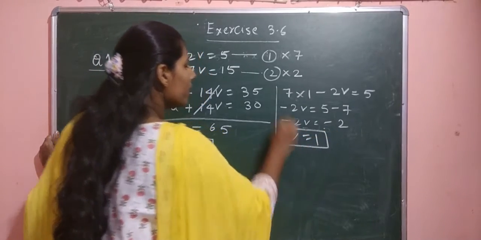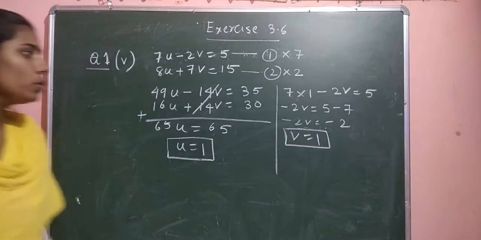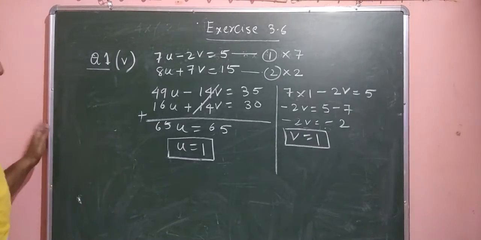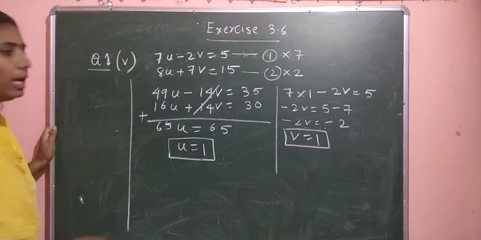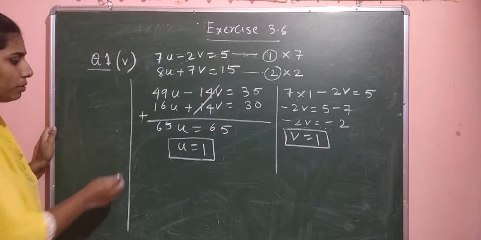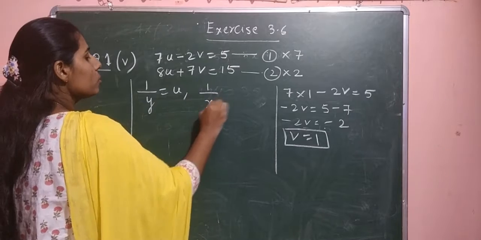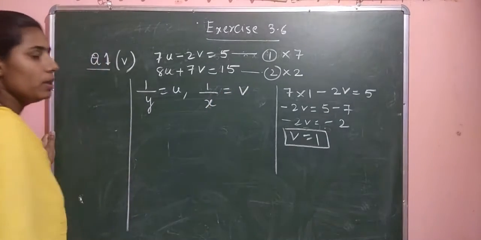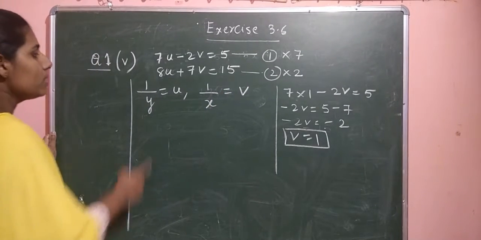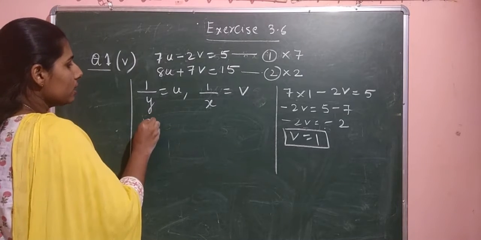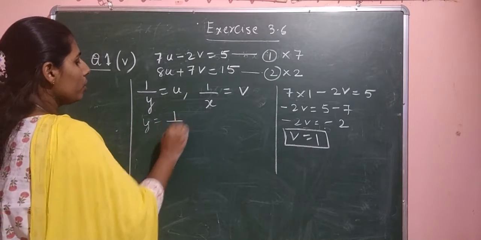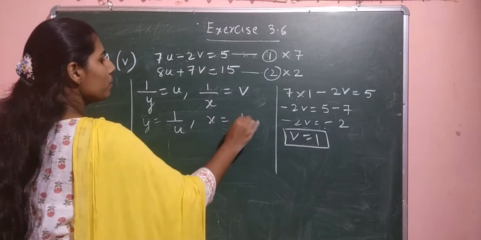So here both u and v are 1. When both u and v are 1, we just put it in what we have taken, 1/y = u and 1/x = v. So hence y is nothing but 1/u and x is nothing but 1/v.